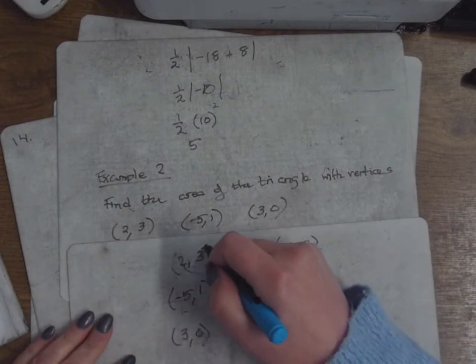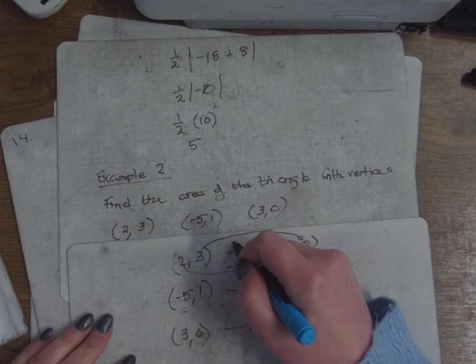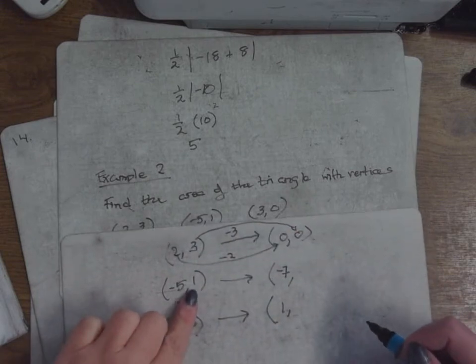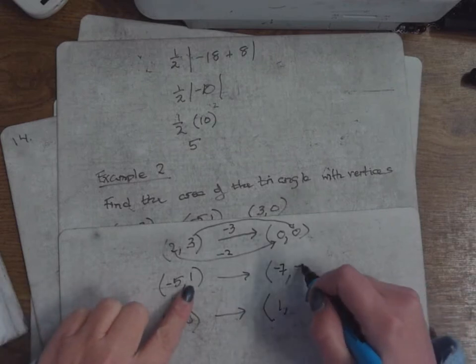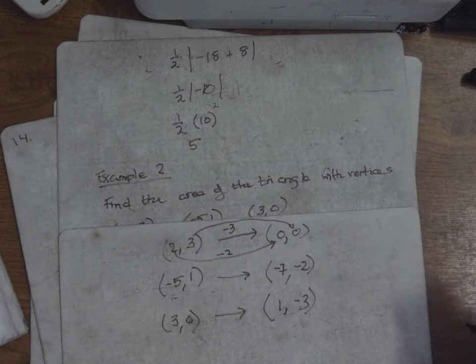Then my y's: to go from 3 to 0, how do I go from 3 to 0? You take away 3. Would you agree? So you have to take away 3 off all the y's. So 1 take away 3 would be minus 2, wouldn't it? And 0 take away 3 would be minus 3. Are we all with me? Does everyone see where those numbers came from?